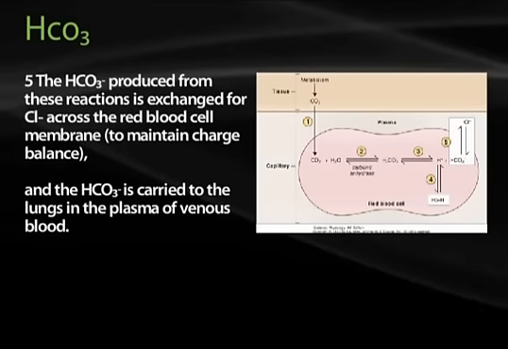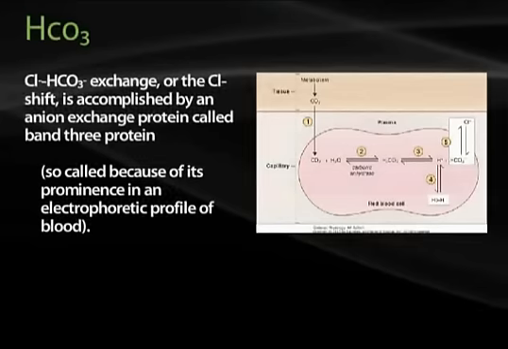Moving on to step 5, the bicarb produced from these reactions is exchanged for chloride across the red blood cell membrane to maintain a charge balance. The bicarb is then carried to the lungs in the plasma of venous blood. The chloride-bicarb exchange, or the chloride shift, is accomplished by an anion exchange protein called band 3 protein. It's called this because of a prominent band in an electrophoretic profile of the blood.